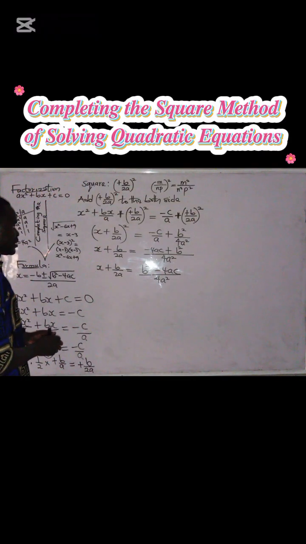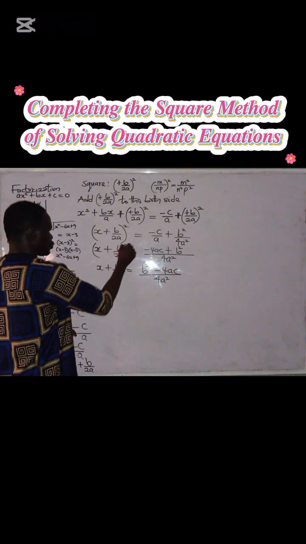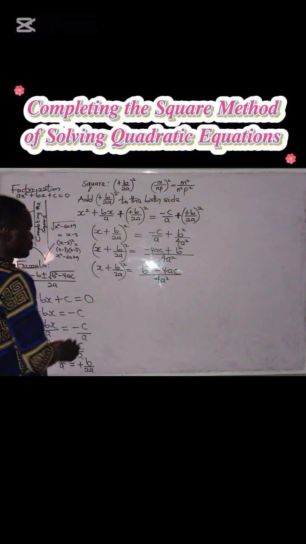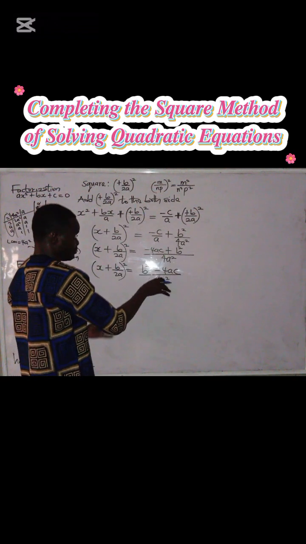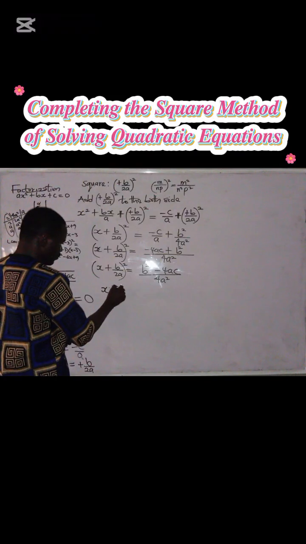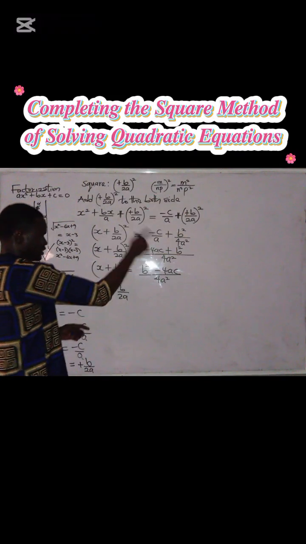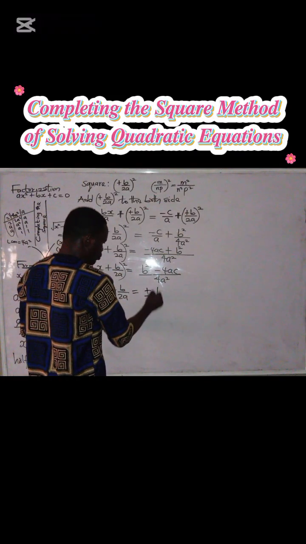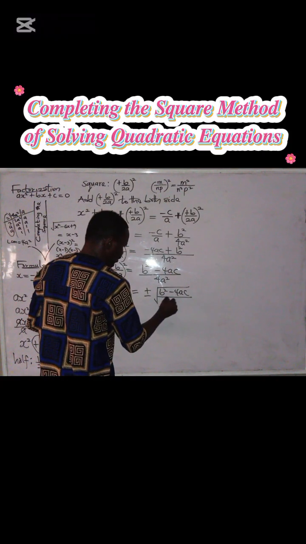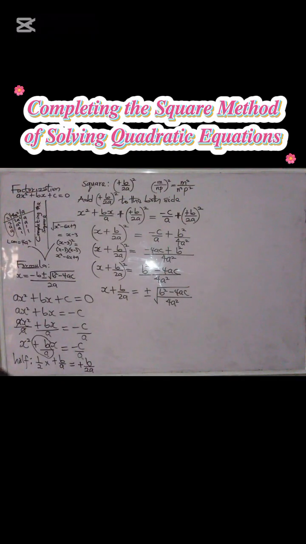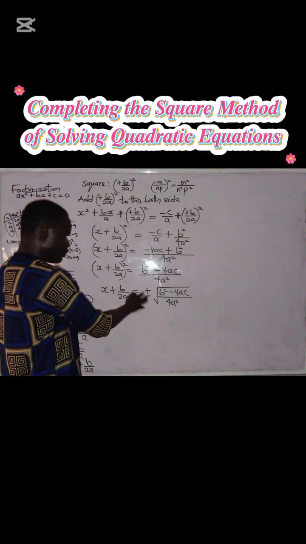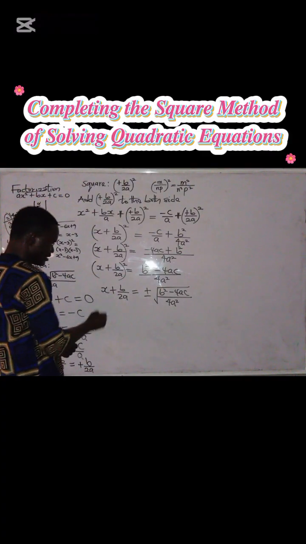So at this point, remember, we still have our square here. Now, at this point, we move this square to this side, it becomes square root, or find the square root of both sides. So we are going to have x plus b over 2a equals plus or minus square root b squared minus 4ac over 4a squared. So when we find the square root of both sides, it becomes plus or minus, right?